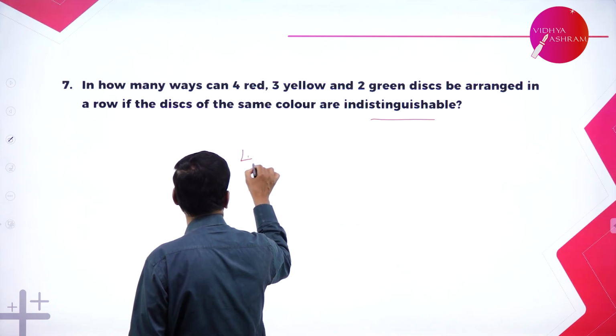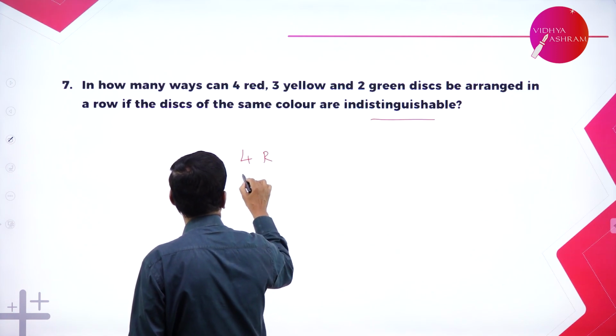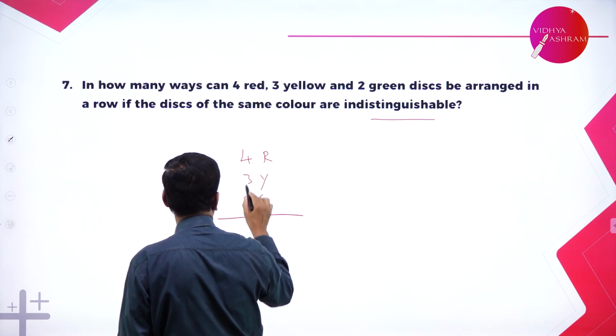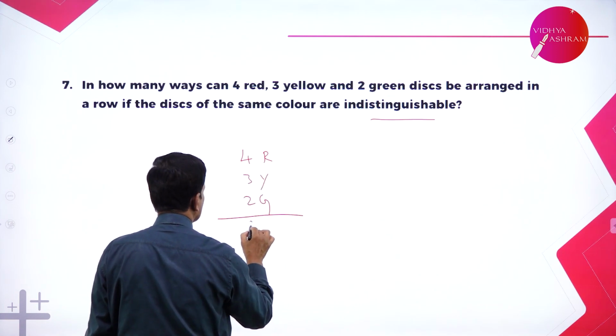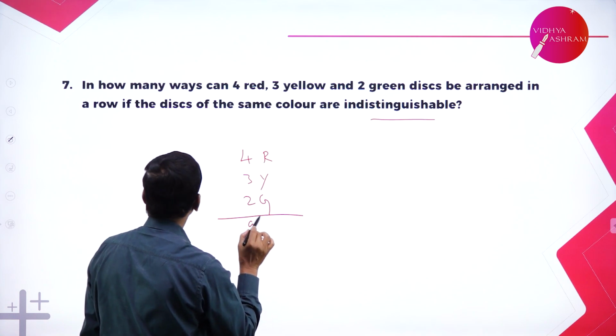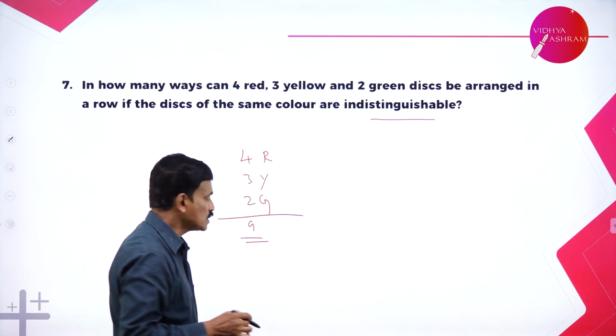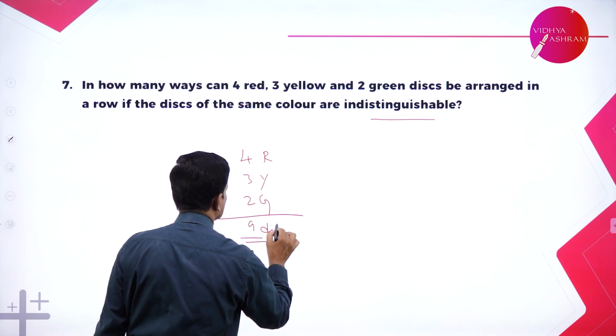There are 4 red and 3 yellow and 2 green. So totally 4 plus 3, 7, 8, 9. So in how many ways can 4 red, 3 yellow and 2 green discs be arranged? There are 9 discs.